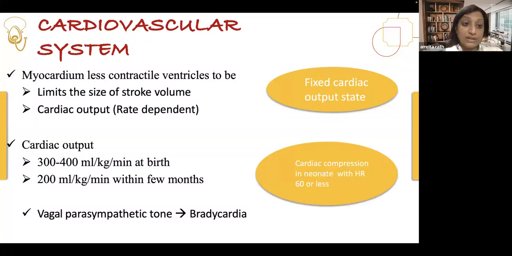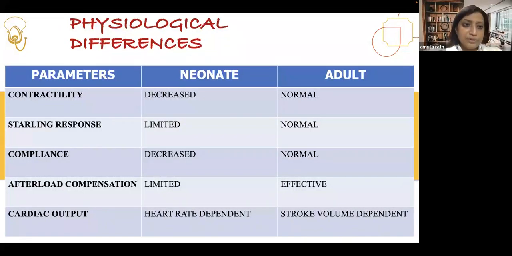That is why, if CPR is needed, the cutoff is a heart rate less than 60, whereas for an adult it is less than 30, because it is a heart rate dependent circulation. These are a few differences which they have asked in recent exams also. What is the difference in cardiac function between the neonate and the adult? Based on the points I have already mentioned: contractility, Starling response, compliance, afterload compensation, and cardiac output. You can take a picture and you have to remember these points for which I have already given the explanation.